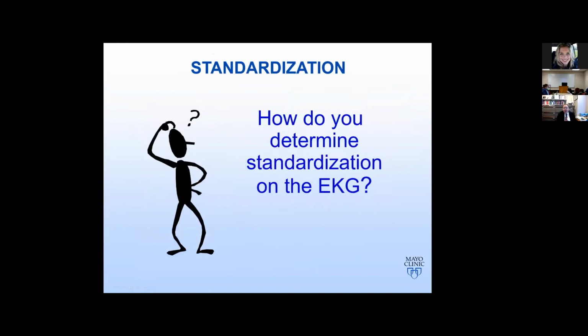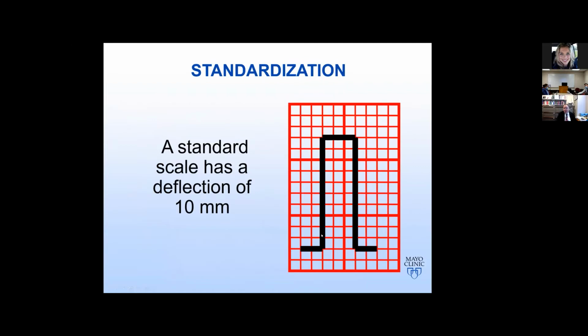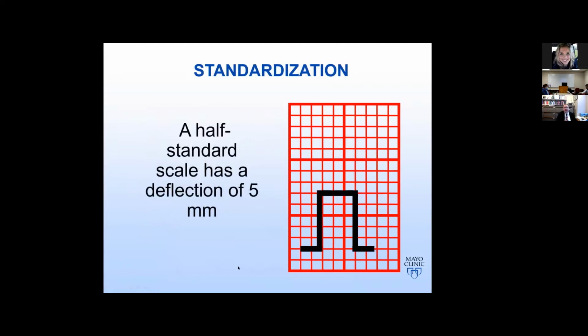So how do you tell if the standardization has been changed? Well, there's this little calibration box at the start or end of the ECG. A standard scale will go up 10 boxes and come down 10 boxes. That means whatever you measure as far as boxes is the same. If it's half standard, it will only go up 5 boxes.